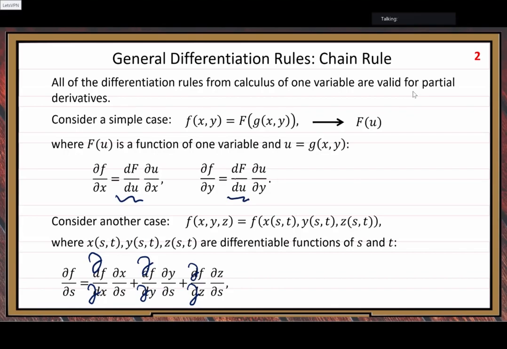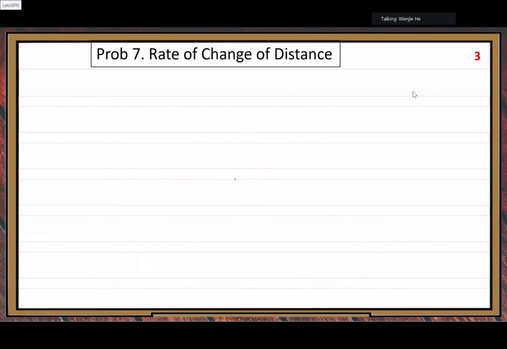For the second chain rule, we should also do the same thing, the partial. That gives you these 2 cases. That should be enough for us. So with this preparation, let's do problem number 7.